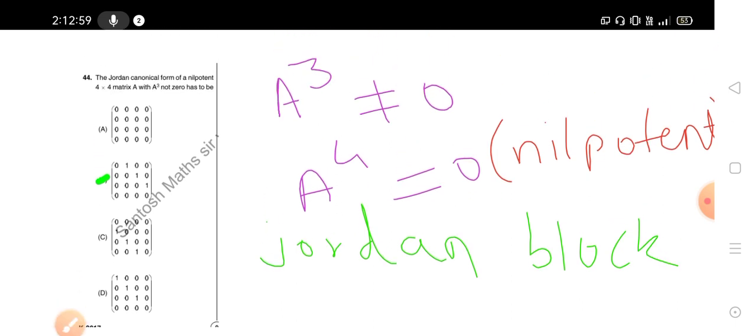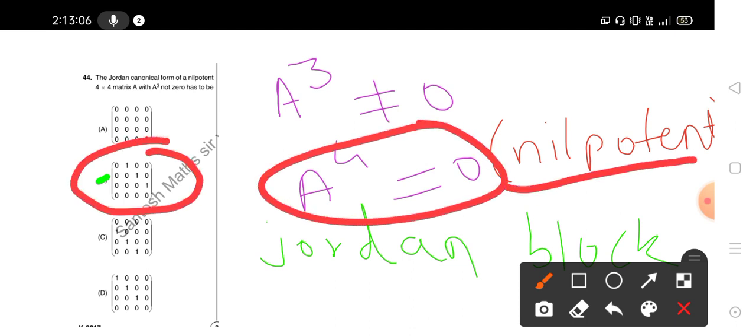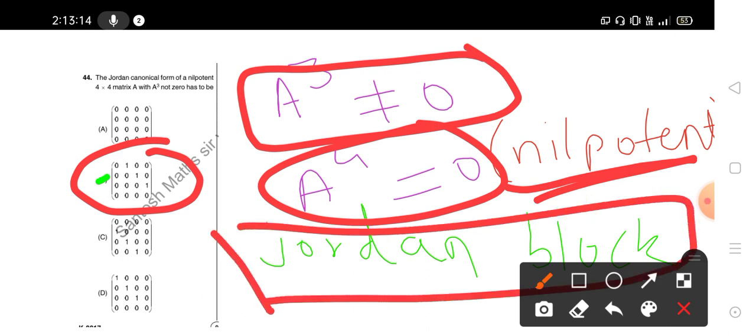Now check for option B. Here A raised to 4 is equal to 0. This is a nilpotent matrix, and here A cube is non-zero by the Jordan canonical block. This is the Jordan canonical form. Therefore answer B is correct.